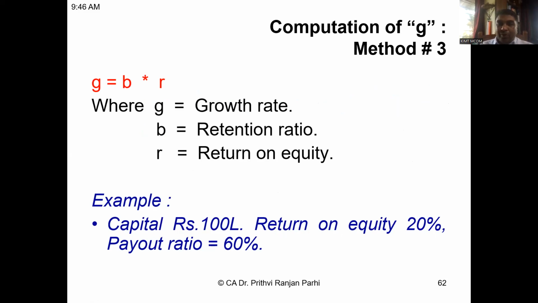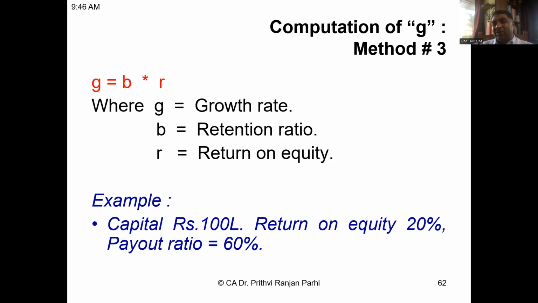And the company will grow because of your retention. That retention money will grow. Return on equity means the return you're expecting from equity. So if you know your retention ratio and your return on equity, you'll be able to compute the growth. Let us say in this example, return on equity is 20% and payout ratio is 60%.